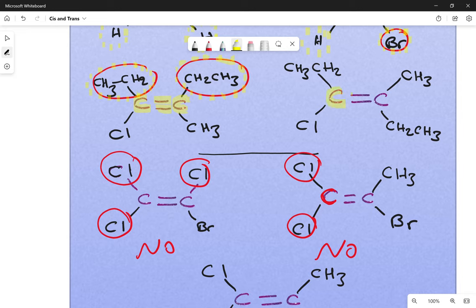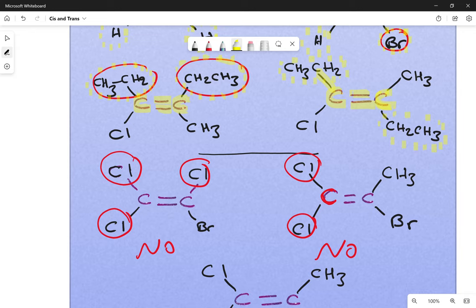Example for trans, C double bond C, and on one carbon of the C double bond, it contains an ethyl group, and on the other carbon of the double bond, oppositely or diagonally, it contains exactly the same group, ethyl. So we call it trans.